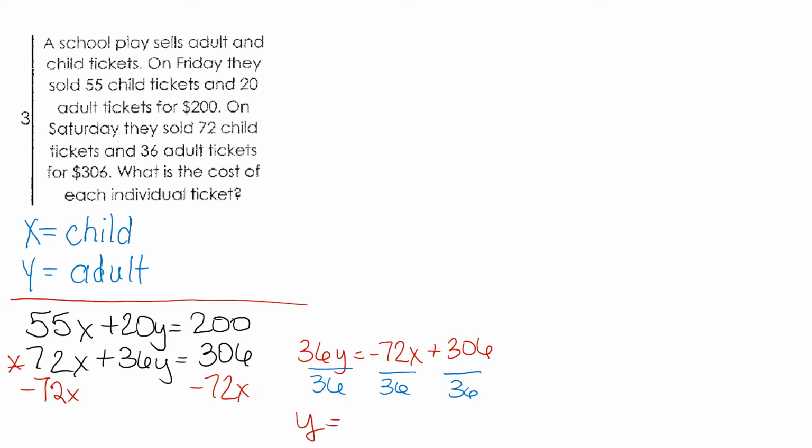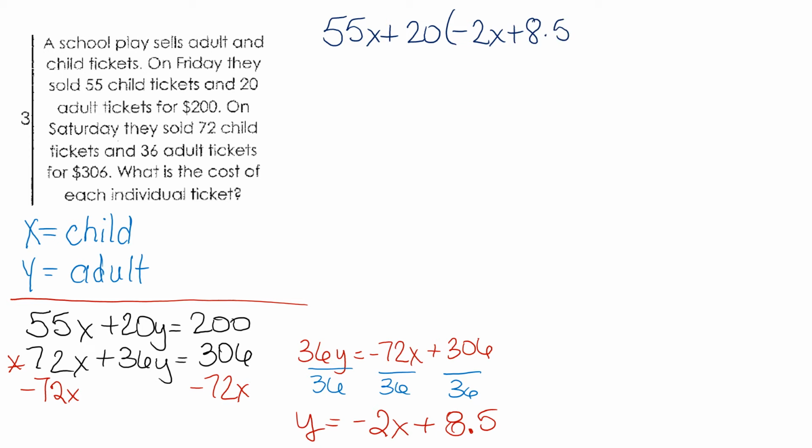At this point, I do need to divide everything by 36 so I can get my y by itself. And so the y will be negative 2x plus 8.5. So now I'm able to start solving my problem using substitution. I'm going to take my first equation that starts with 55x. 55x plus 20, and then I'm going to substitute in for my y, negative 2x plus 8.5, and that's going to equal 200.